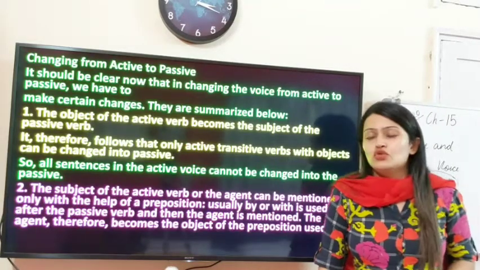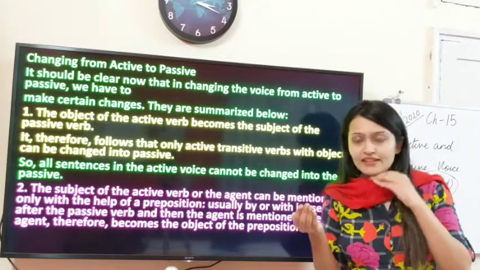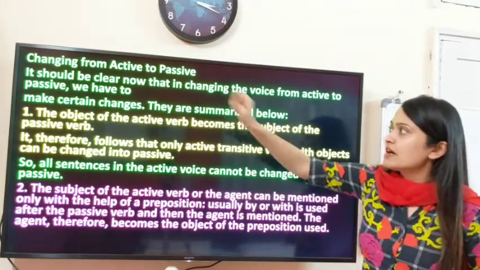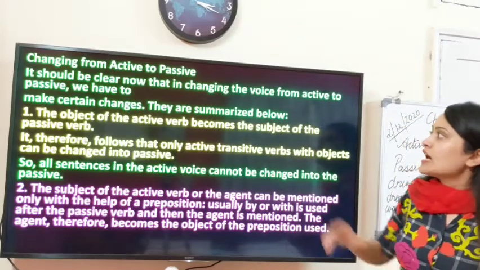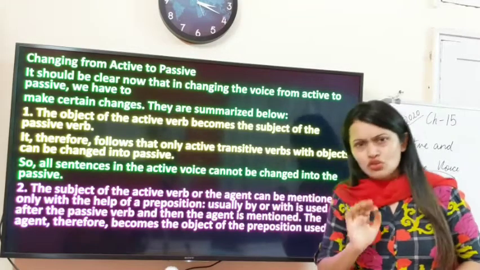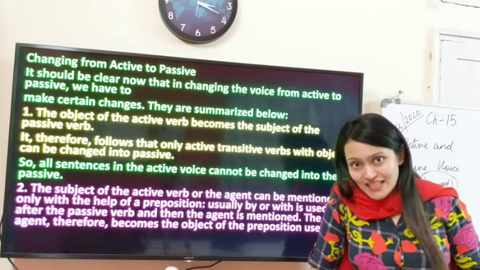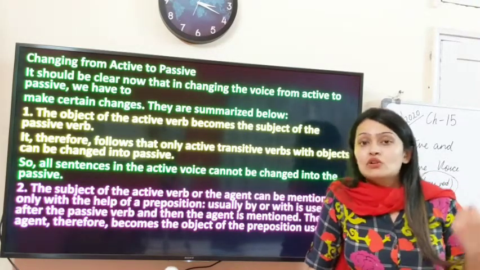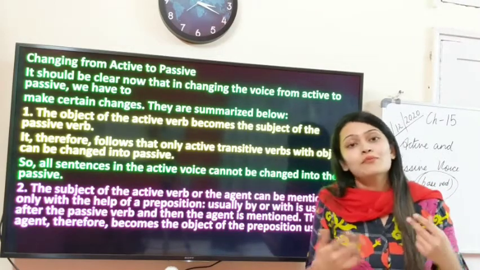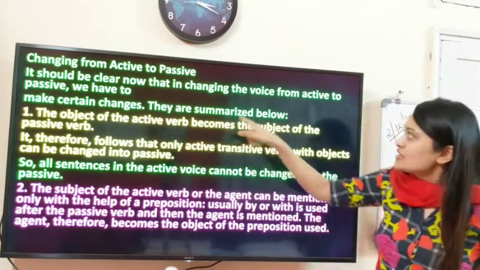Changing from active to passive voice. So now we've seen a table in which they tried to explain the way we have to change. We will be having a table now to study the same thing. Changing from active to passive voice. It should be clear now that in changing the voice from active to passive, we have to make certain changes. Do we have to make changes, children? Yes, we have to make changes. Why? Because in an active voice, we have an active subject, and in a passive voice, we have a passive subject. Okay? So how do we come to know the changes? They are summarized below.